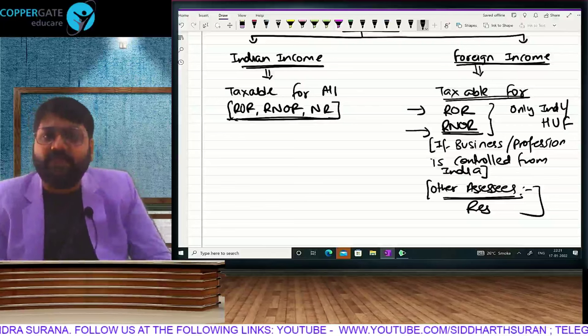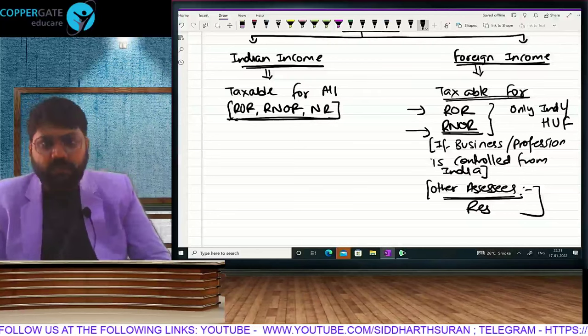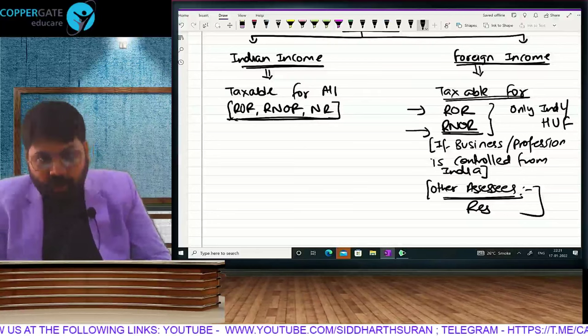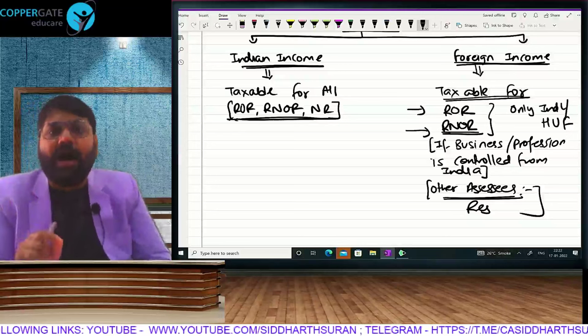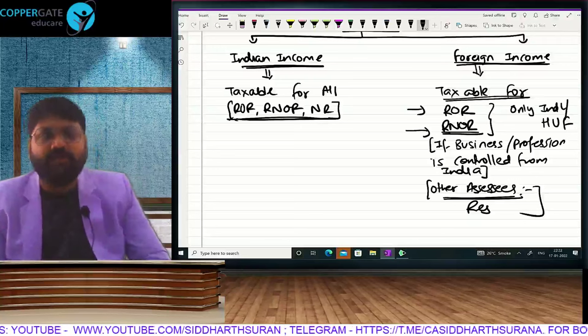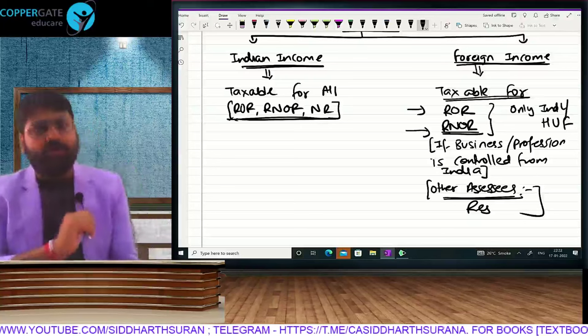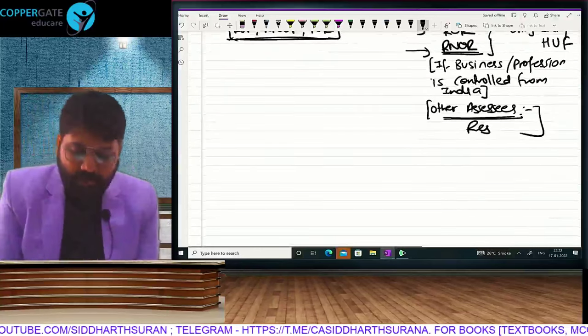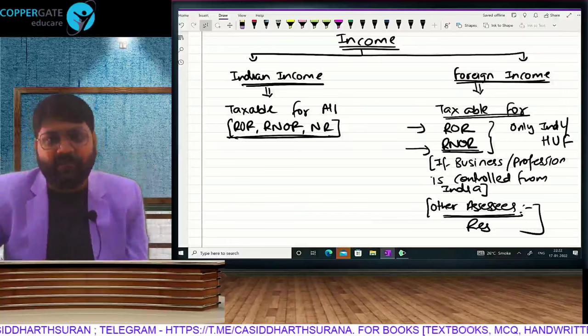And as far as individual HUF is concerned, Indian income will be taxable for everyone. Foreign income will be taxable for ROR. Foreign income will be taxable for RNOR only if the business or profession is controlled from India. Wait, let me make one more chart. This will give you more clarity. In the first chart that I have made, I have divided income into Indian income and foreign income.